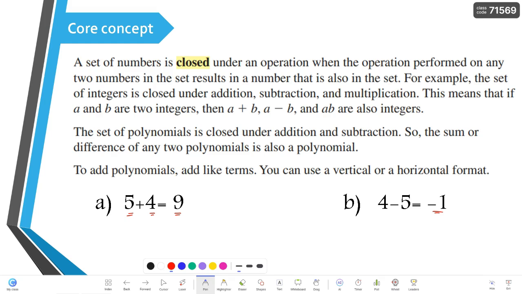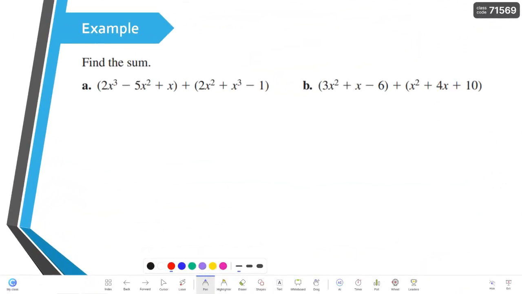So let's understand how to add polynomials first. We have several ways to find the sum of two polynomials. One of the methods is the vertical method, which I prefer. In the vertical method, we write the first polynomial and right below it the second polynomial. But before writing them, we need to ensure that they are written in standard form, which means the exponents are written in descending order. So look at the example that we have here.